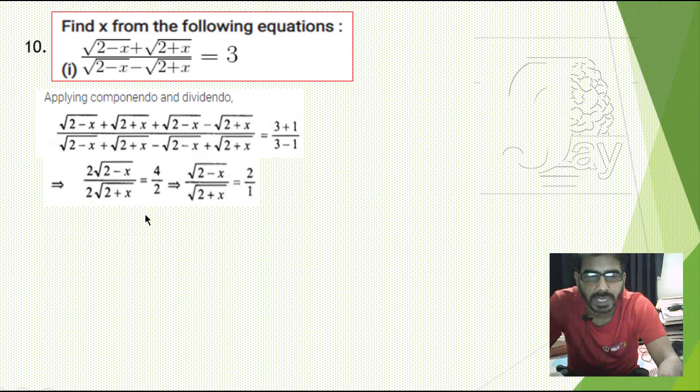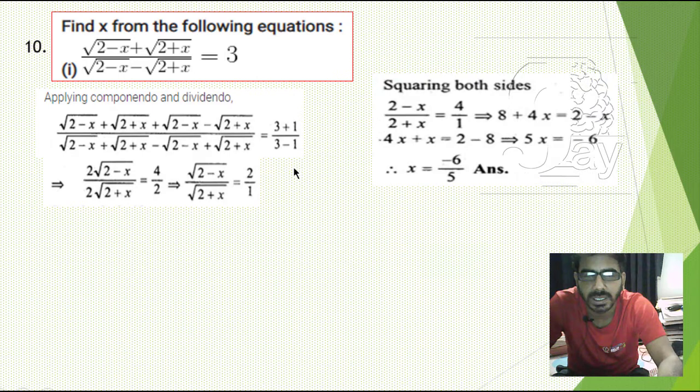Finally, after simplifying that, we get root over (2 minus x) by root over (2 plus x) equals 2 by 1. Now you need to find the value of x. We can simply take the square of that, and we get (2 minus x) by (2 plus x) equals 4 by 1. Now you can simply calculate x equals minus 6 by 5. So that was very simple.